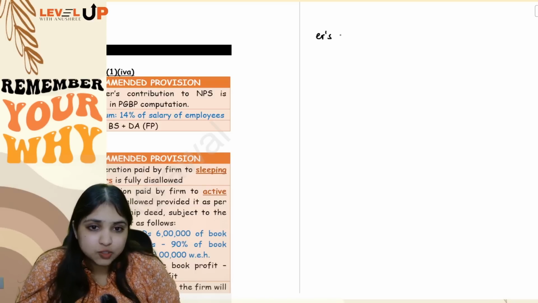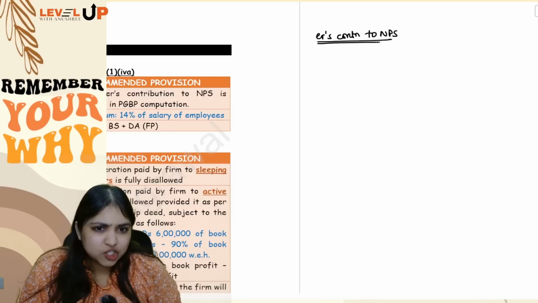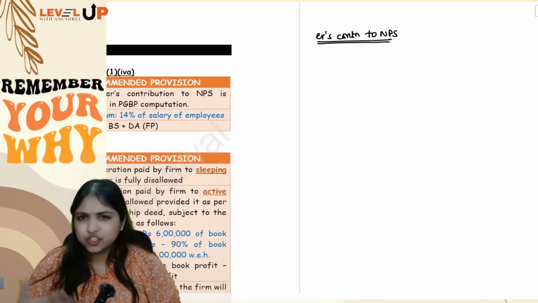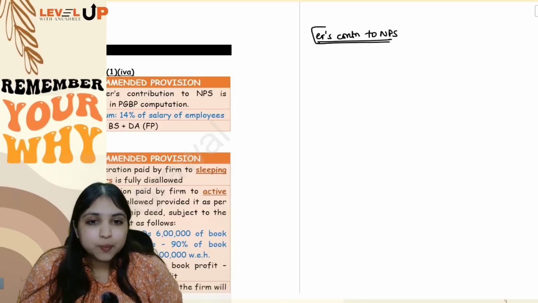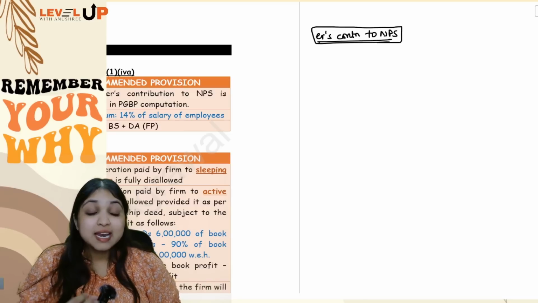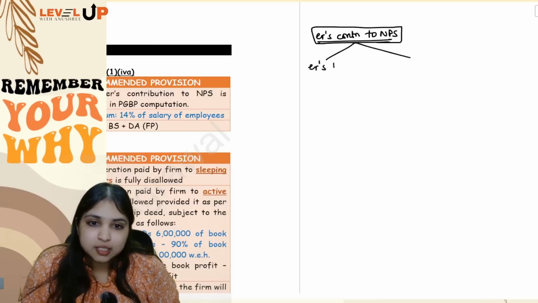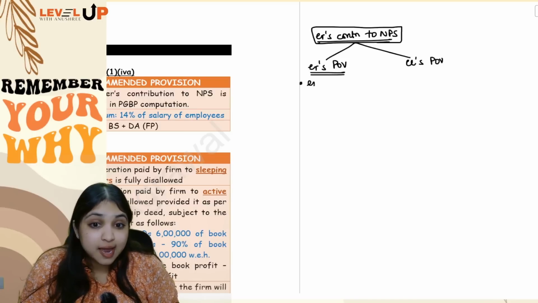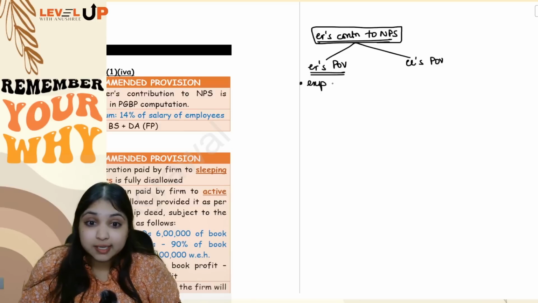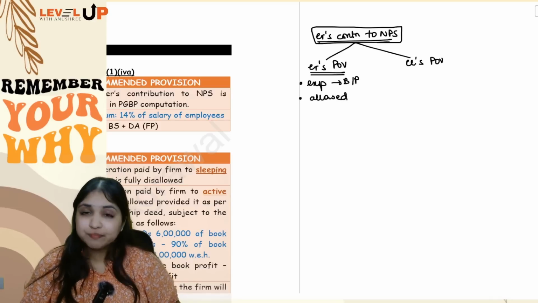Our whole focus is on employers' contribution to NPS, National Pension Scheme, Atal Pension Yojana, New Pension Scheme, whatever you want to call it. So employer has made a contribution to NPS. Let's discuss about this adjustment from the employer's point of view and from the employee's point of view. From the employer's point of view, don't you think it is an expense, guys? And don't you think it is an expense relating to business or profession? So definitely this expense should be allowed in the computation of PGBP.